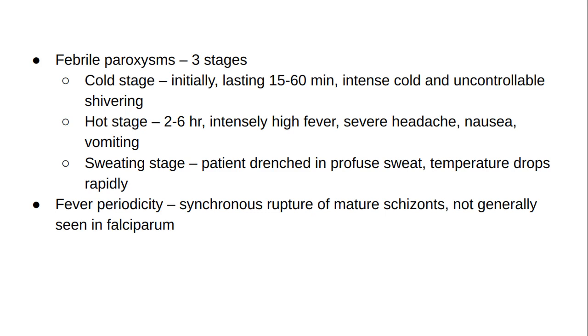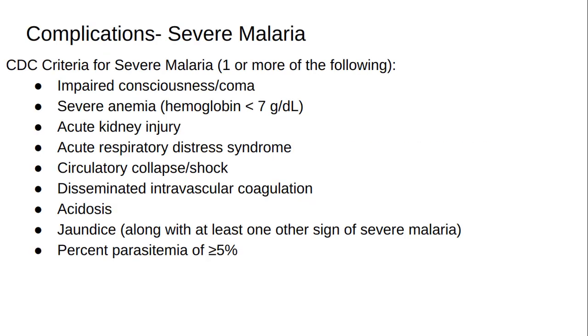Fever periodicity, which was mentioned earlier, occurs with synchronous rupture of mature schizonts, not generally seen in falciparum. The occurrence of periodicity of fever is not a reliable clue to the diagnosis of malaria. Severe malaria primarily involves Plasmodium falciparum infection. Severe malaria manifests as cerebral malaria, severe anemia, respiratory symptoms, and renal failure.